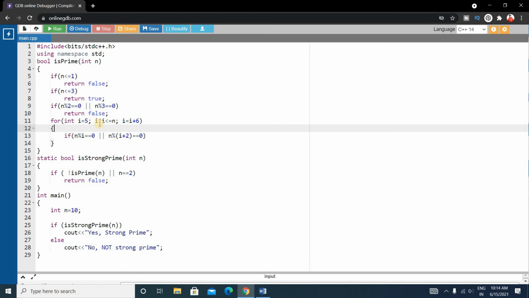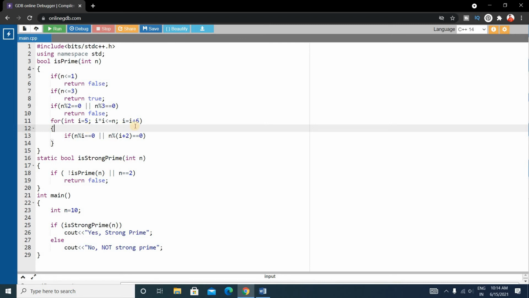So 7 is an odd number. First it will divide by 5 and then it will divide by 7. We'll check only the odd numbers, because we will not check the even numbers, since all even numbers are not prime numbers except 2. So for that I write here i + 2, and after this the i will be increased by 6.